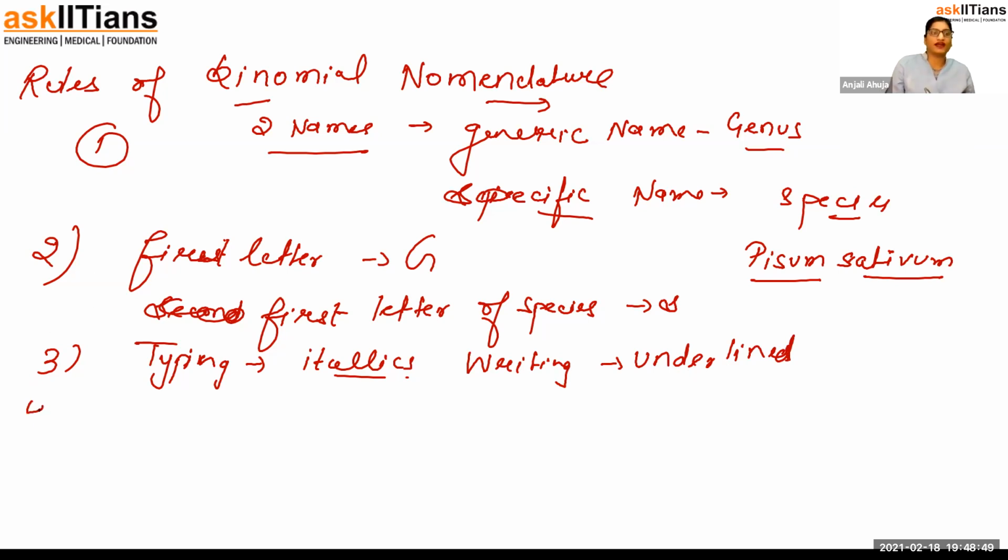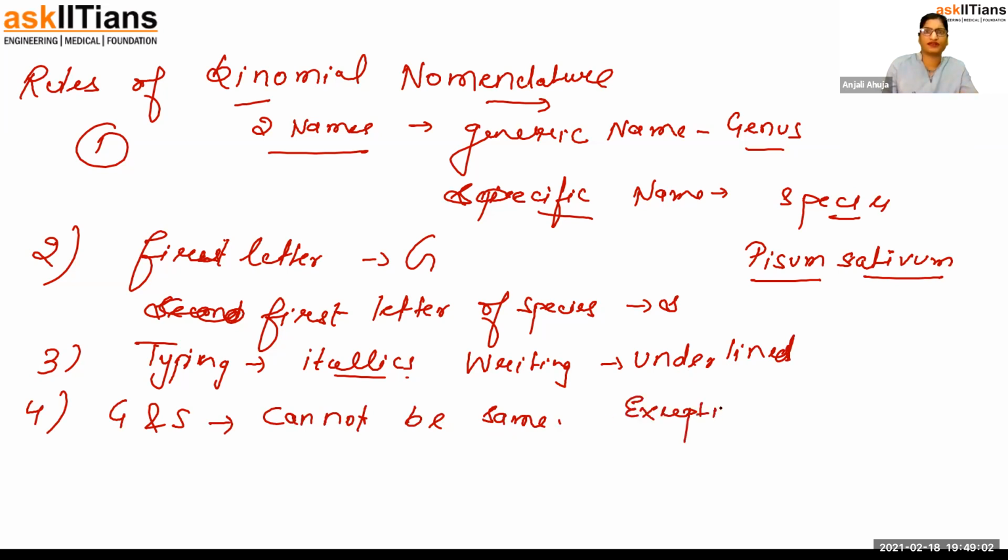Yeah, the fourth one: genus and species name cannot be the same. There are exceptions also. Like Pisum sativum, they're different, but there are a few exceptions, one or two. Like for the rat, it is Rattus rattus. That's an exception. But generally genus and species name cannot be the same. So these are the rules of binomial nomenclature.